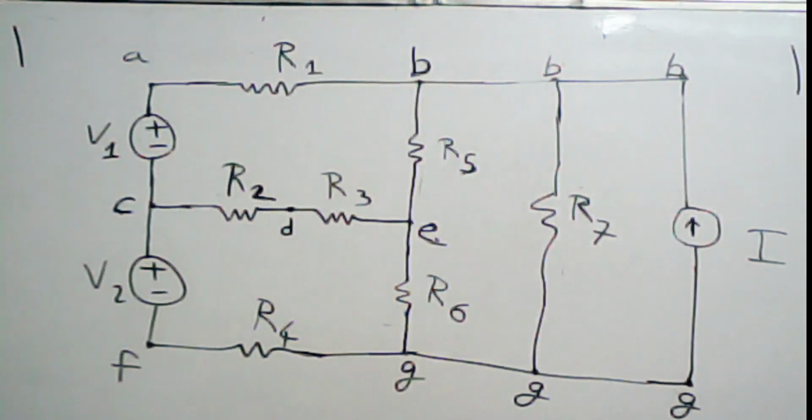Then comes essential branch. An essential branch is a branch which connects two essential nodes by passing through a non-essential node. It should not pass through an essential node. It can pass or it cannot pass through a non-essential node. The basic condition is it should connect two essential nodes, and while joining two essential nodes, it should not pass through another essential node. If this condition is satisfied, then it will be called an essential branch.